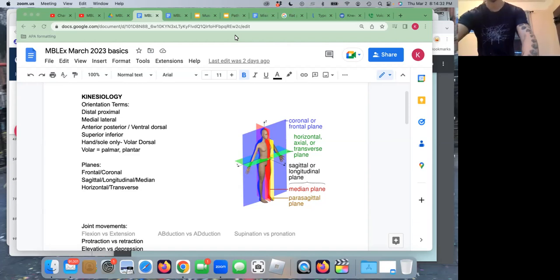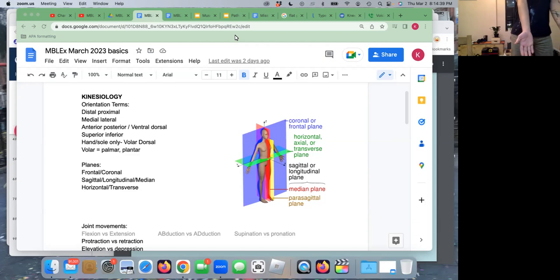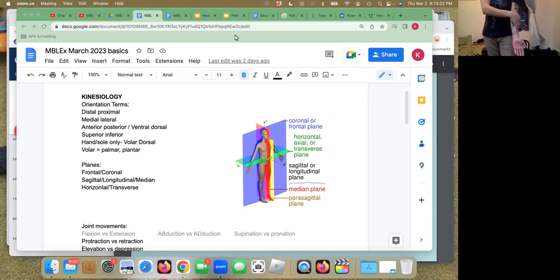When you look at structures like the hand in anatomical position, remember that anatomical position is always with the palms facing forward, right? So usually we say ulnar versus radial, right? Like ulnar side versus radial side, but technically, if you're looking at it in anatomical position, the ulnar side is medial and the radial side is lateral. So this would be medial and then lateral, right?